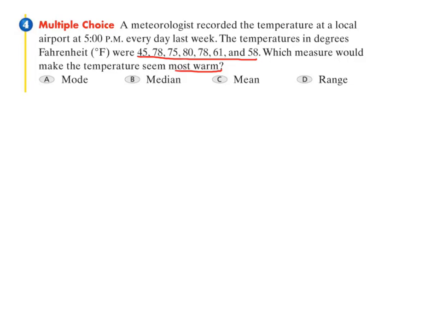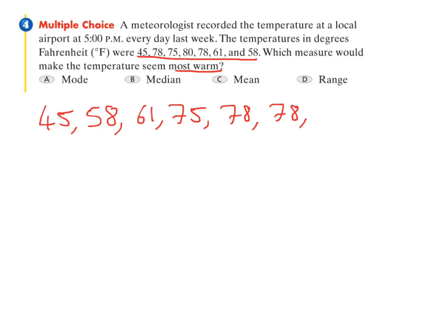So what are we looking at? We are looking at the most warm temperature. So let us look at the data set. Let us order them first: 45, 58, 61, 75, 78, 78 and 80. So they are ordered from smallest to greatest.